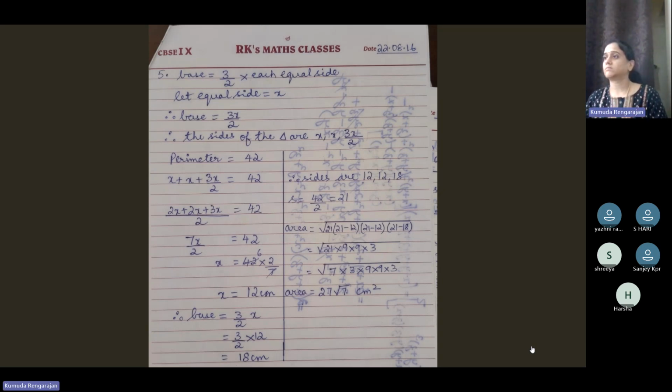Or can you explain the area part? Okay, we'll do it from the beginning. So what is given? Perimeter is 42.